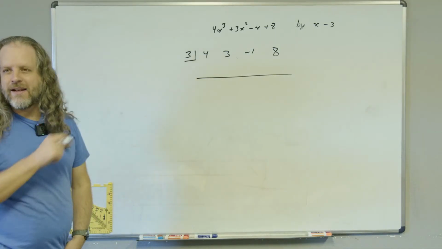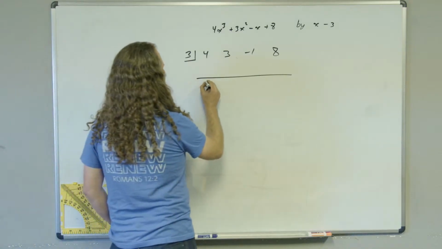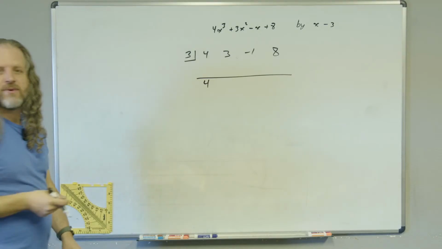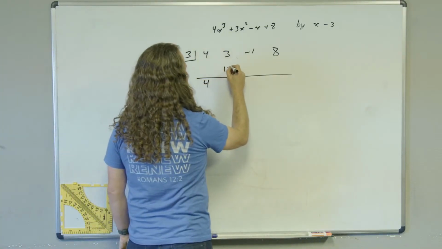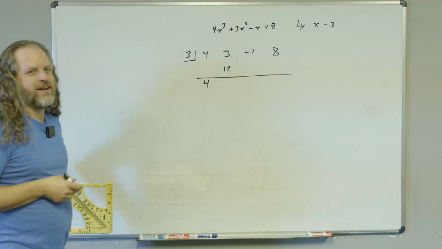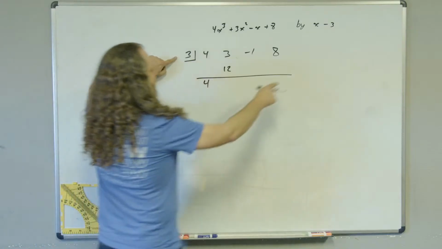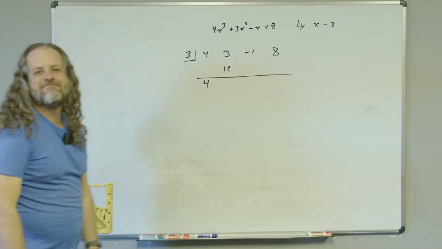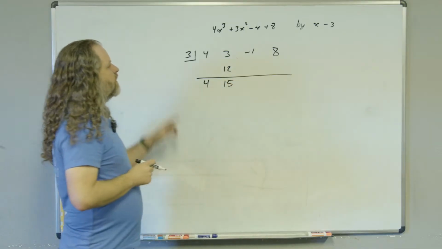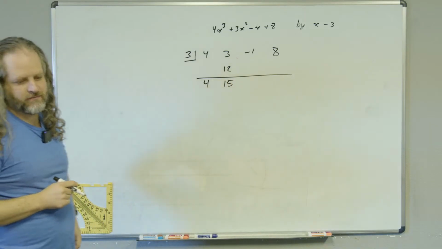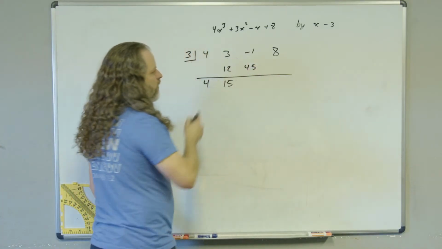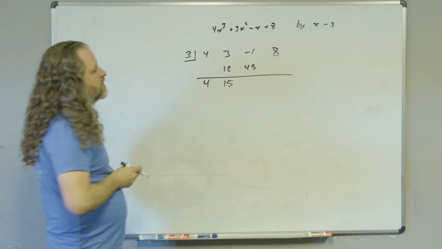Okay, so we got to bring down that 4 first. That's the first thing that happens. The 4 just comes straight down. Then we multiply 3 times 4, which is 12. And then we add. We take care of the subtraction by changing the sign. That's why we change the sign. That's 15. 3 times 15 is 45. And then negative 1 plus 45 is 44.